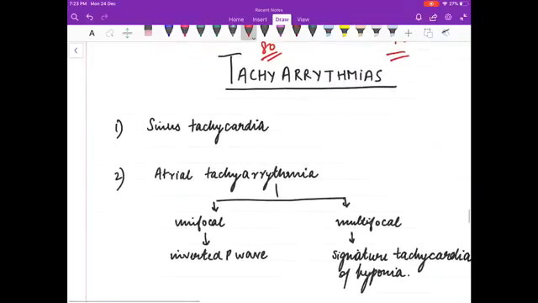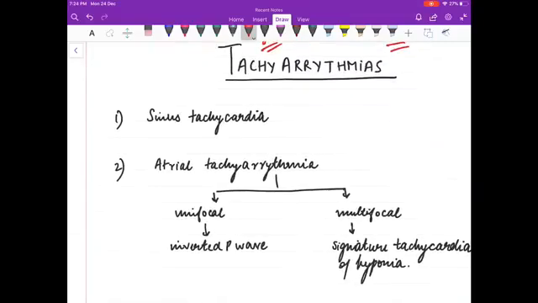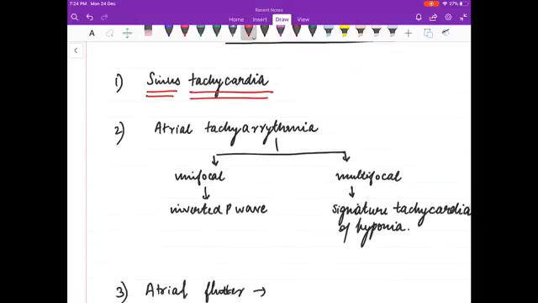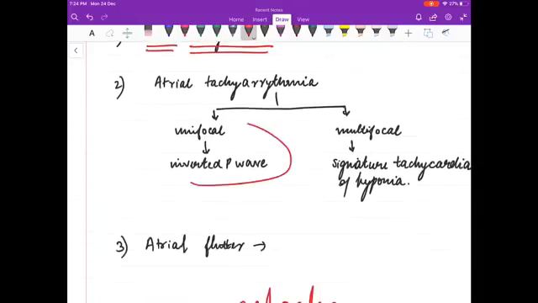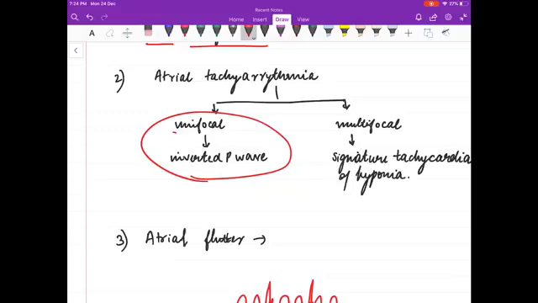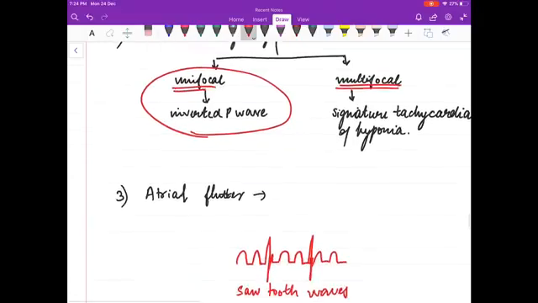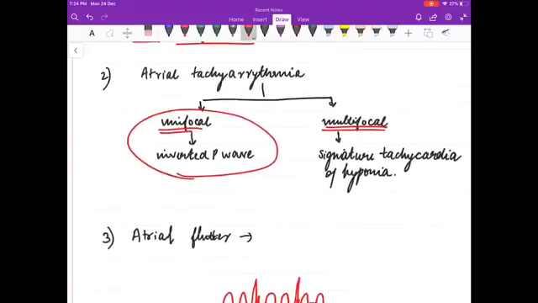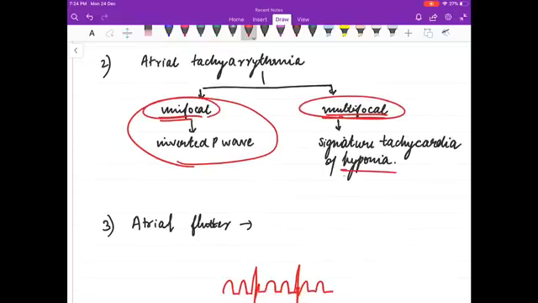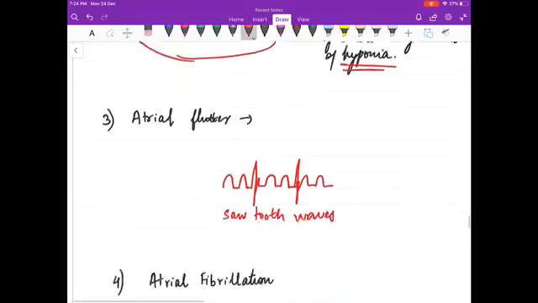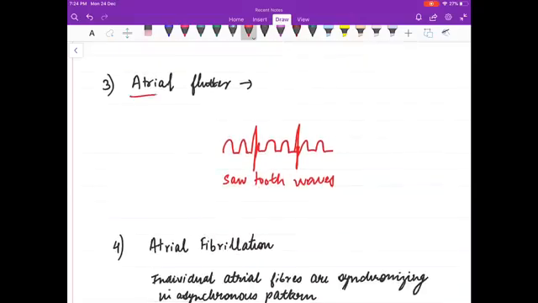Okay. So now moving on to tachyarrhythmias. It can be sinus tachycardia originating from the SA node. We have seen the ECG of sinus tachycardia, and then it can be atrial tachycardia. Atrial tachycardia can be unifocal atrial tachycardia or multifocal atrial tachycardia. Multifocal atrial tachycardia is a signature tachycardia of hypoxia.